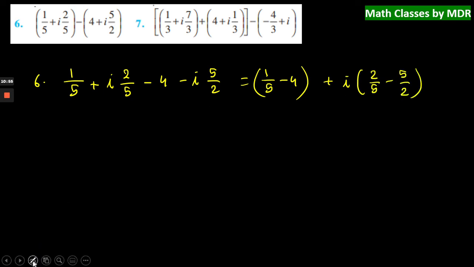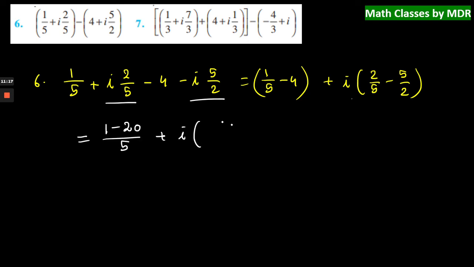Just by taking these two, right? By taking i2 by 5 minus i5 by 2, I have taken i common here, and then we get 2 by 5 minus 5 by 2. So 1 by 5 minus 4 is nothing but, 5 into 4, 20, that is 1 minus 20 by 5, plus i into, you can take 10 as the LCM, so that 4 minus 25 is the numerator value. So minus 19 by 5 plus i into minus 21 by 10.